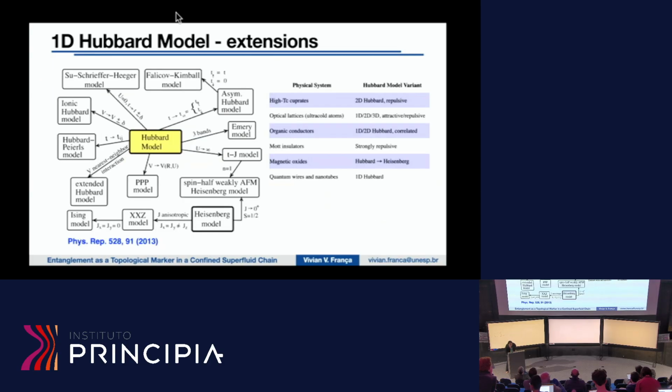Now, let me just minimize this here. All right. Now, of course, the Hubbard model is quite simple in a sense.